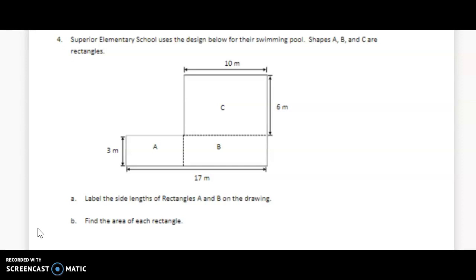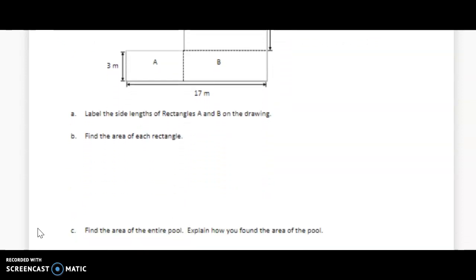Find the area of each rectangle. Find the area of the entire pool. Explain how you found the area of the pool.